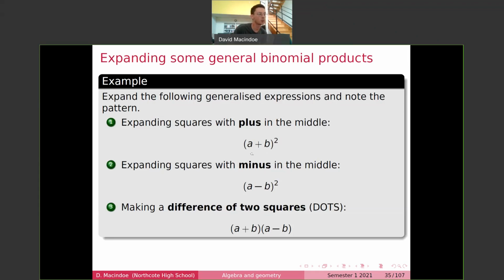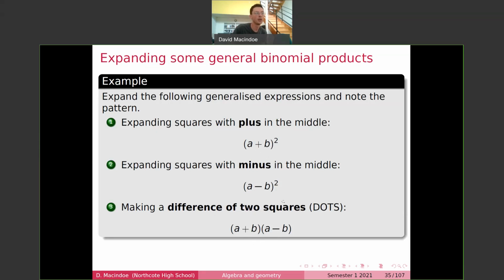One case is where you've got your binomial, so you've got your two terms. We're just keeping it general, calling them A and B, and we've got that all squared. What's the pattern from that? Another useful pattern is noticing when it's basically the same thing, except now we've got a minus sign in the middle. And then the final one is what we call difference of two squares.